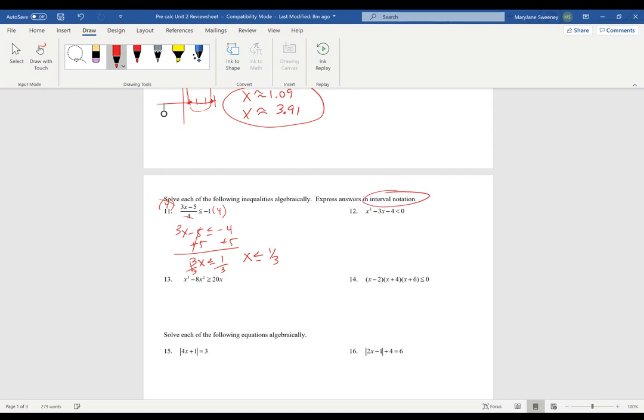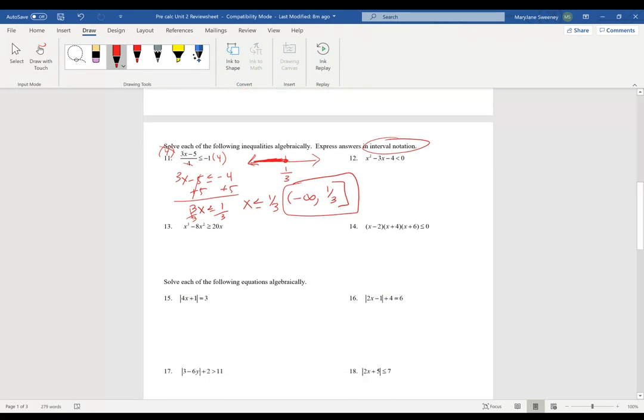It says to express your answers in interval notation. Sometimes it helps people to visualize this on the number line. So less than or equal to 1/3 would look like that. So in interval notation, it's -infinity up to 1/3. Hard bracket on the 1/3. So, I'm not partitioning the number line. I'm just viewing that on the number line.